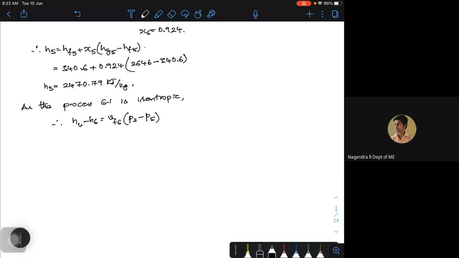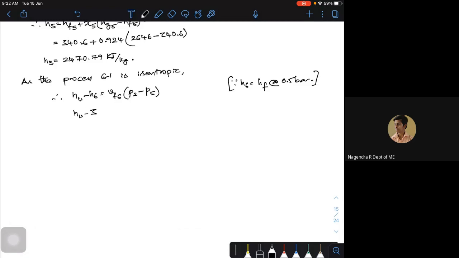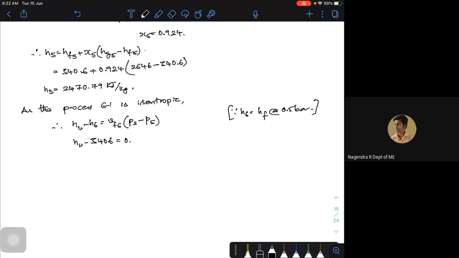H1s minus H6 is equal to, see, H6 is equal to HF, the enthalpy of fluid at 0.5 bar. This is the note I am putting, so it will be easy for you. What is the value of it? It is 340.6. Let me substitute that. 340.6 is equal to, what is your VF6? It is 0.001030. And this is 100 bar.